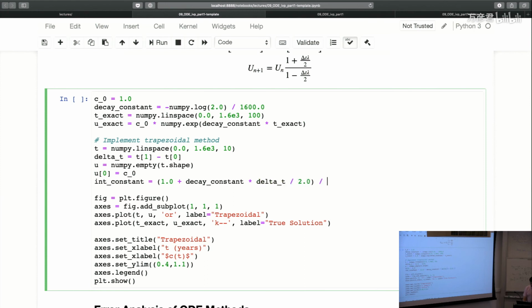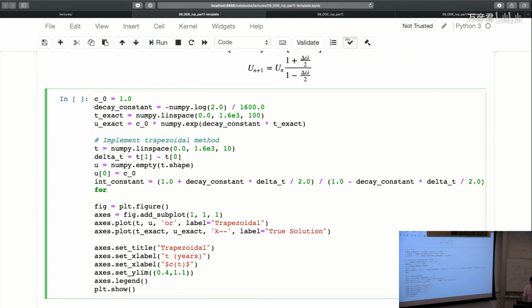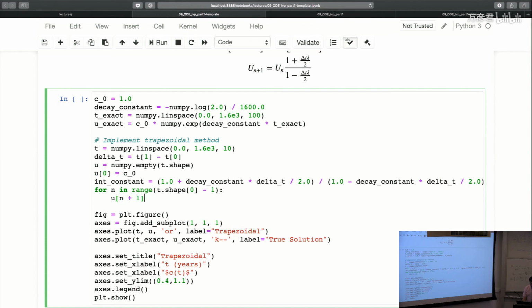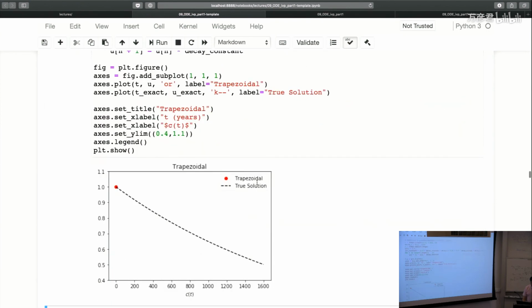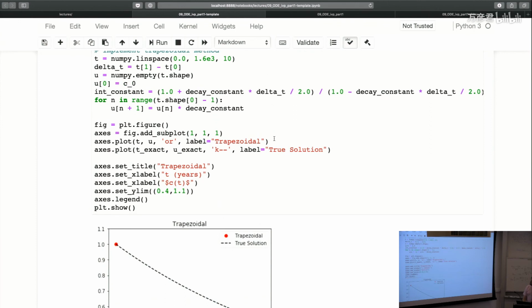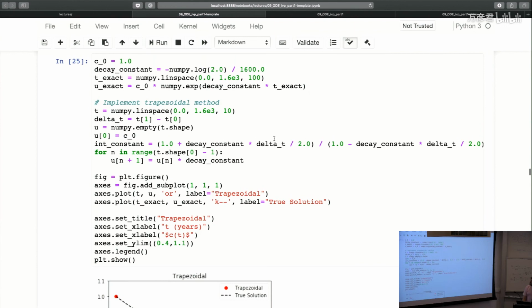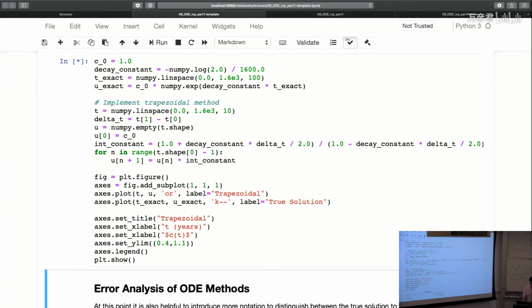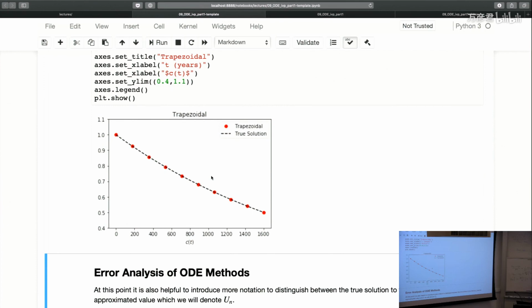Delta t divided by 2. 1 minus decay constant minus delta t divided by 2. Like that. Okay, and now I have my primary loop. So we have u is going to be equal to u_{n+1} n times the decay constant. What just happened? Probably blowing up. Oh, thank you. Too many constants running around. There we go. Okay. So actually, this looks very nice.